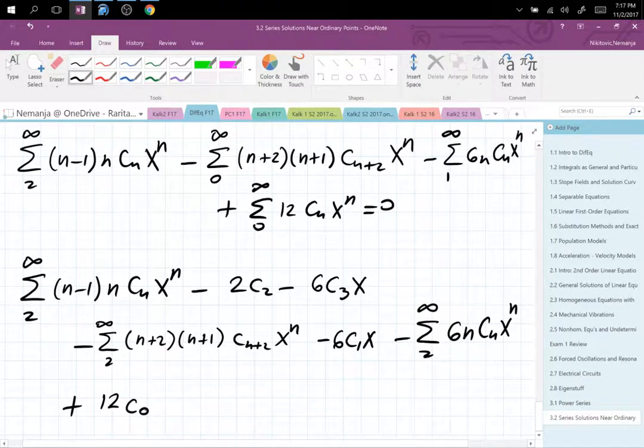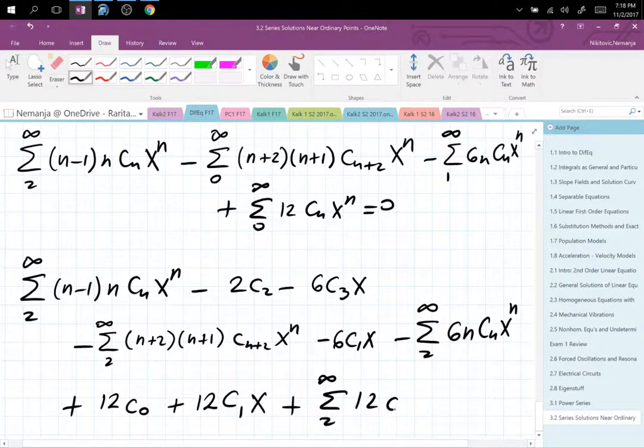12c0 plus 12... C1x plus the summation from 2 to infinity of 12 cn x to the n equals 0. There it is. We peeled off everything we're supposed to.